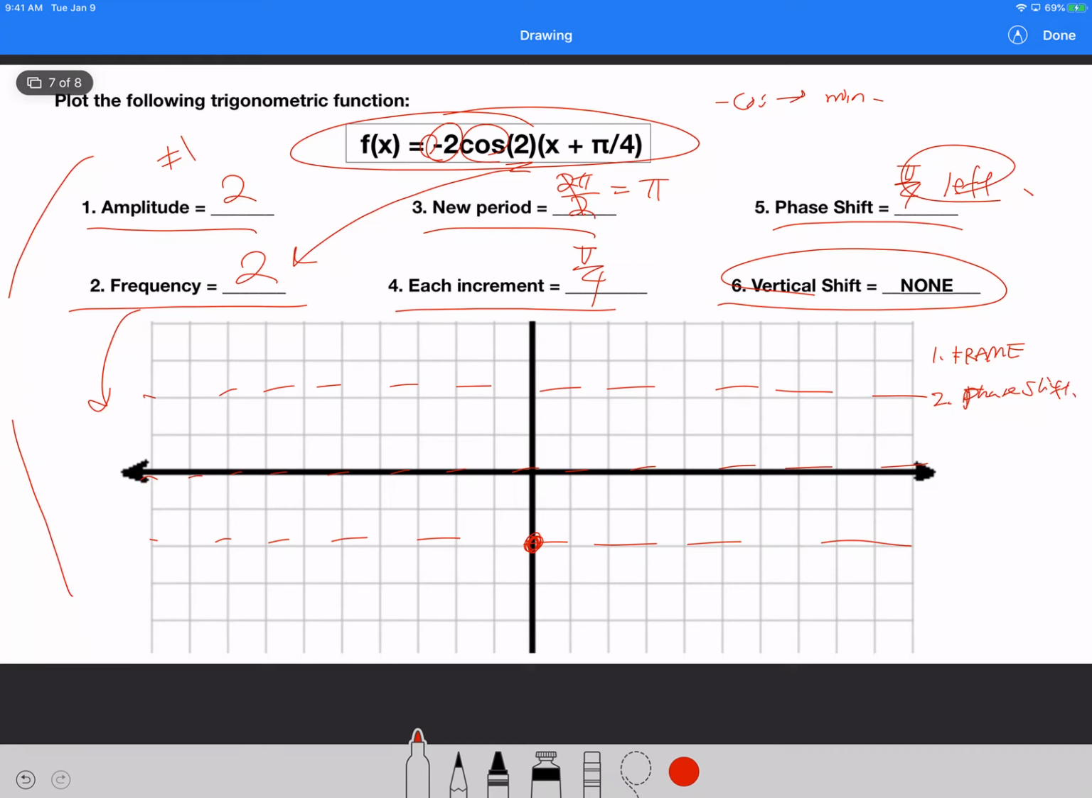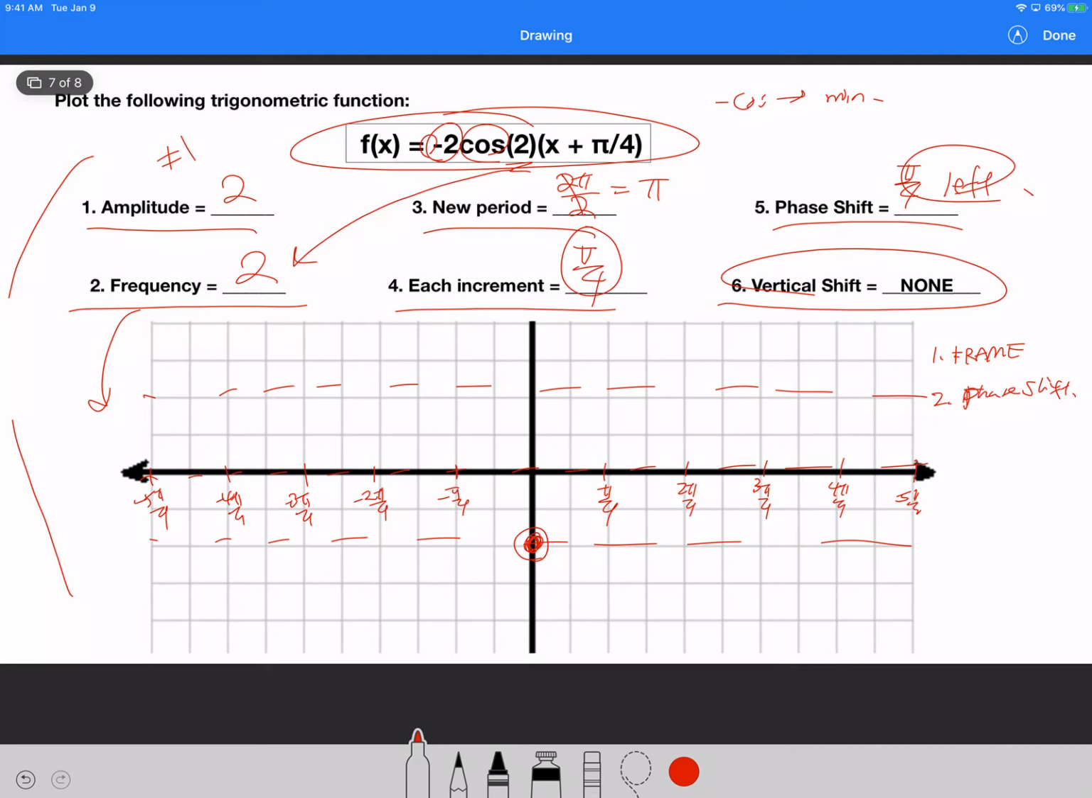The phase shift is whatever the starting point is, it needs to be pi over 4 to the left. So how much is pi over 4 to the left? Well, because each increment is pi over 4, I'll just write down this first: negative 5 pi over 4, negative 4 pi over 4, then the other part would be pi over 4, 2 pi over 4, 3 pi over 4, 4 pi over 4, and then 5 pi over 4.